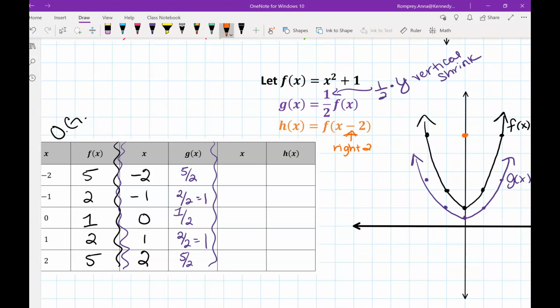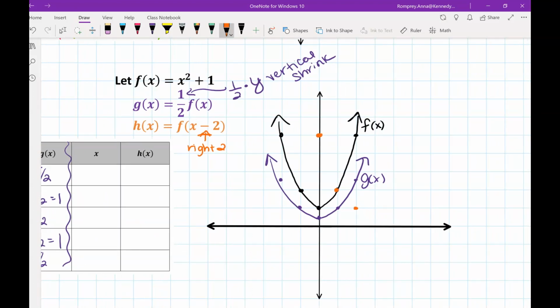So go right 2, take this point, right 2, right 2. Oh, I need to move over. Take this point, right 2, and this one right 2. So notice our axis of symmetry has changed for this graph as well, because the original axis of symmetry was the y-axis, which is technically x equals 0. Now our axis of symmetry cuts through where x equals 2. So x equals 2 is our axis of symmetry for this one.